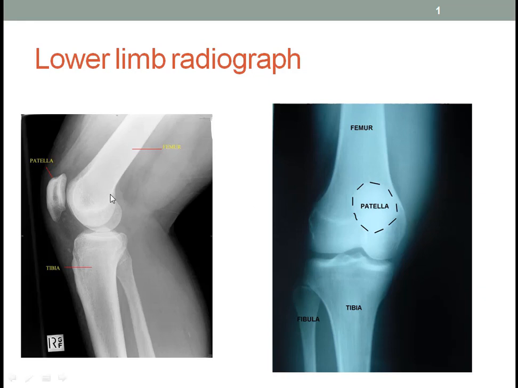The knee X-ray: this is the distal femur, and this is the patella, tibia, and this is the fibula. And even in the anterior posterior X-ray of the knee, we can see this is the femur, medial condyle, lateral condyle, and this is the tibia. This is the intercondylar eminence, fibula. This is the knee joint, as you see it, and even the patella can be seen in the anterior posterior view.